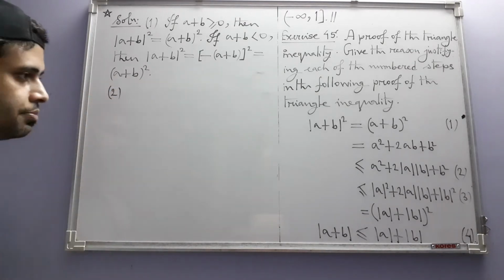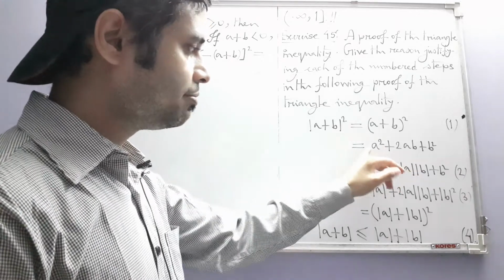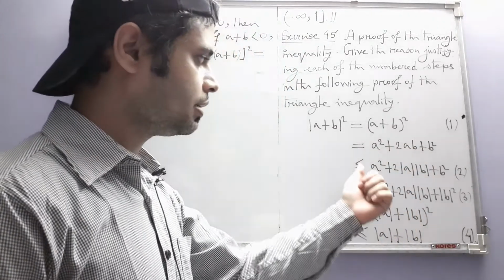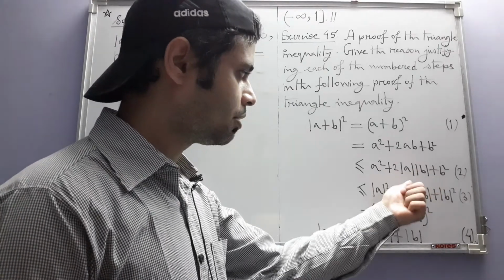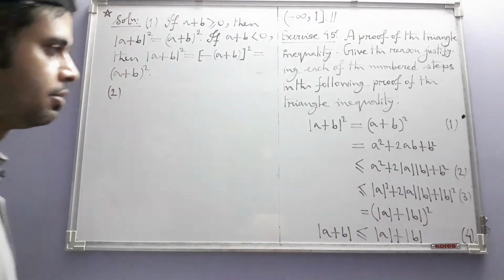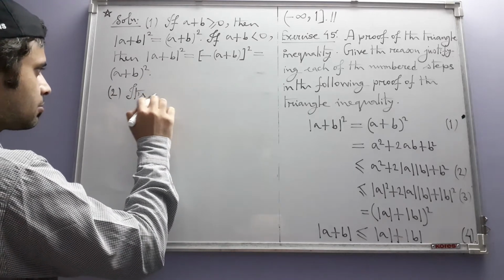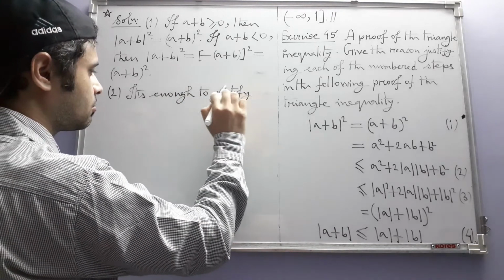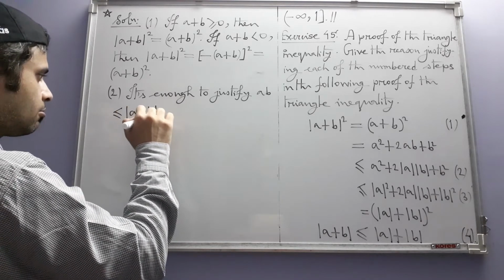Then number 2. In number 2 you can see that if you are just considering this inequality, this is less than or equal to this, then that is equivalent to the inequality which says that AB is less than or equal to absolute value of A times absolute value of B, because from that you can get this one by multiplying both sides by 2 and then adding a square plus b square for both sides, and conversely also. So for the second step, it's enough to justify this. AB is less than or equal to this.